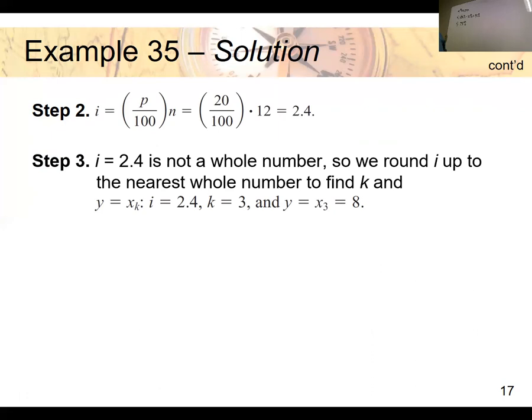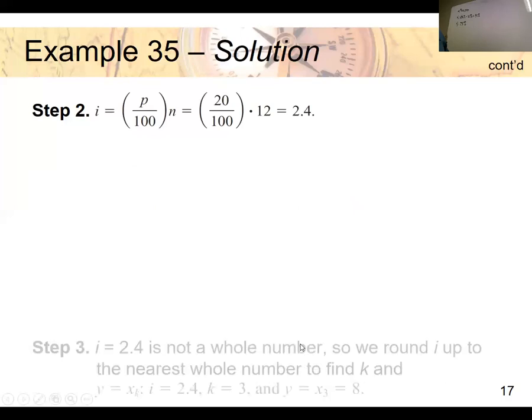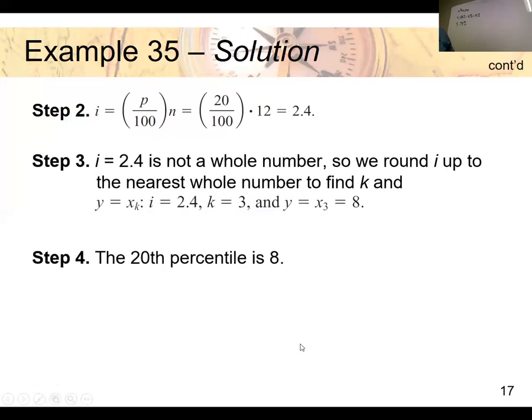Now, that represents the third number in that sorted data set. So we need to locate the third number in that data set. I'm going to go back here. Here's the first, the second, and the third. That's the third data value, which is 8. So the number 8 is the value that represents the 20th percentile.